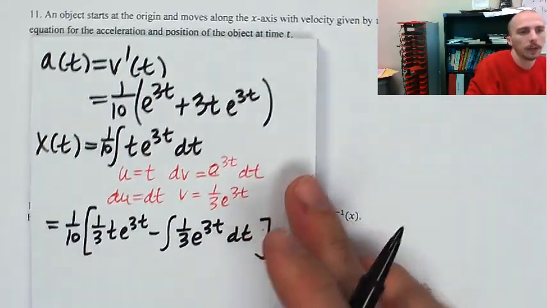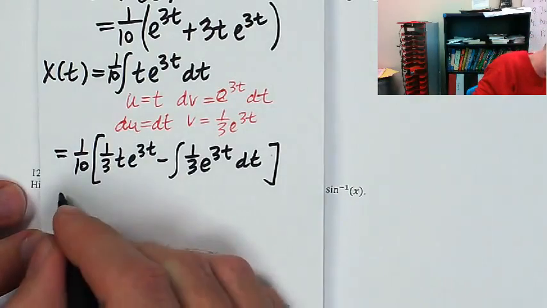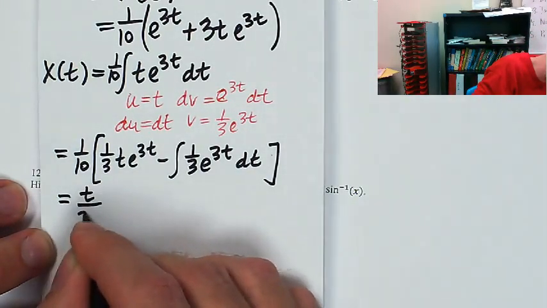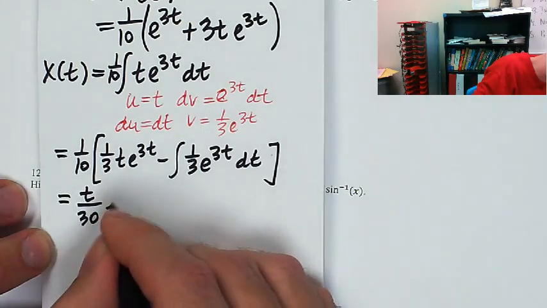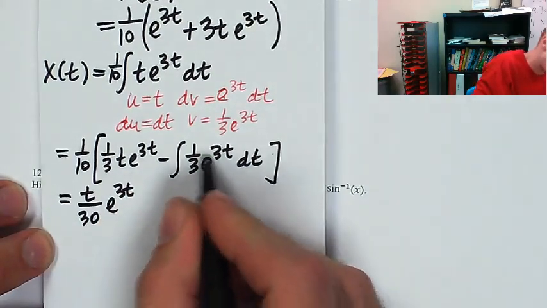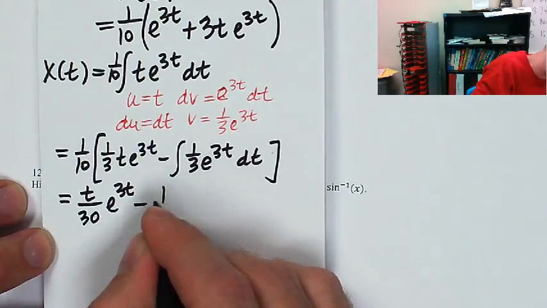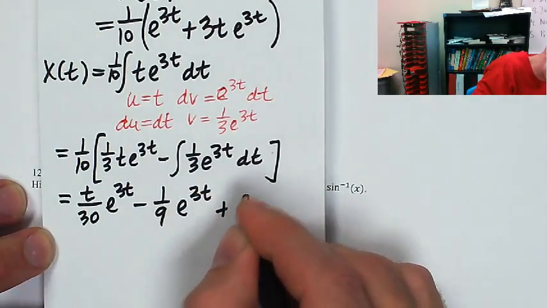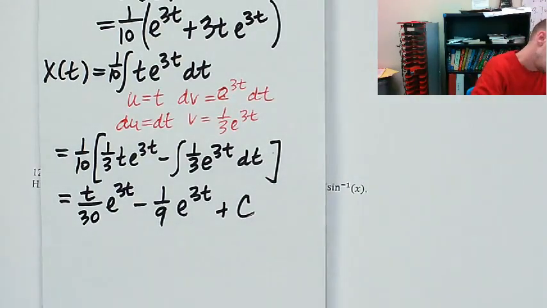All right. So this is going to be t over 30 e to the 3t. This antiderivative is going to be minus 1/9 e to the 3t plus c. And yeah, so that's x of t.